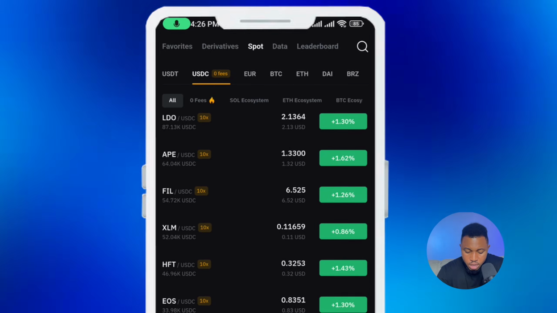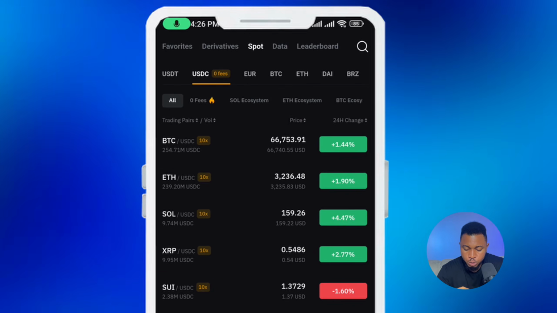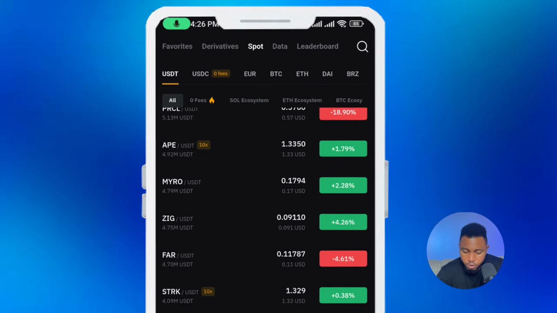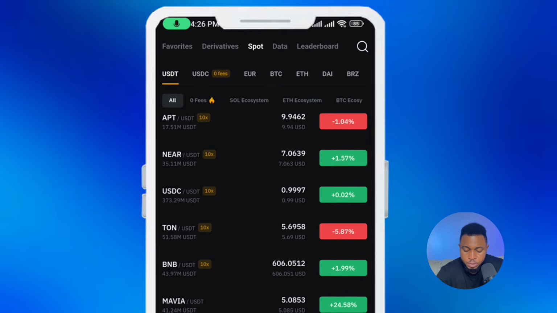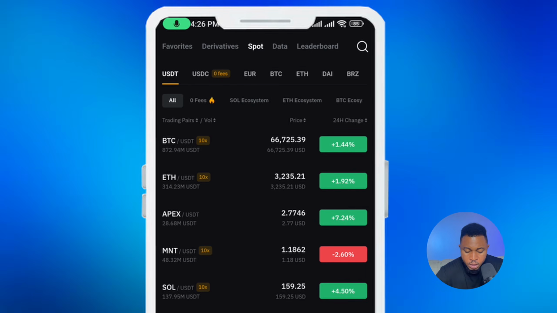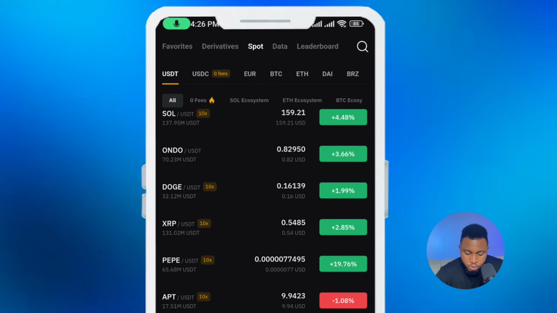But notice that USDC does not have a lot of coins, but if I go to USDT, you can see that it has a lot of coins, so it is preferable to use USDT to trade. So make sure you deposit USDT before you can trade. Alright, so over here you can see a lot of coins.